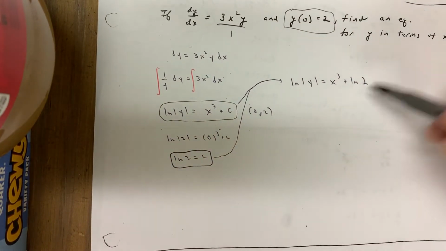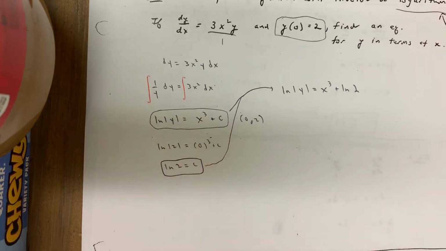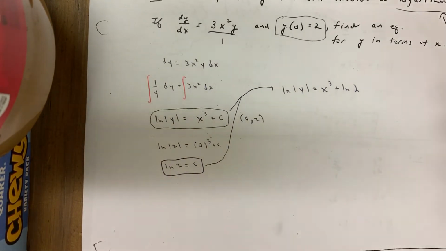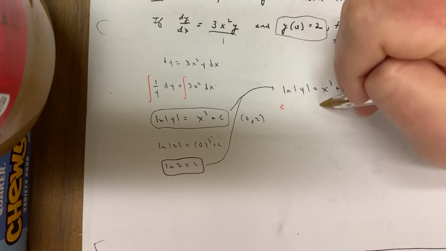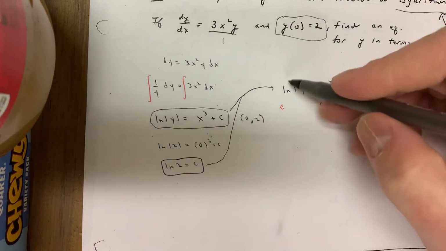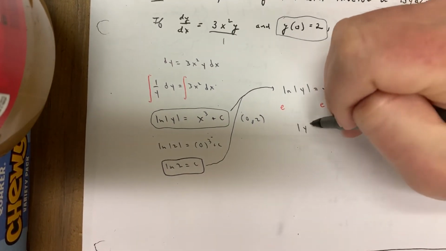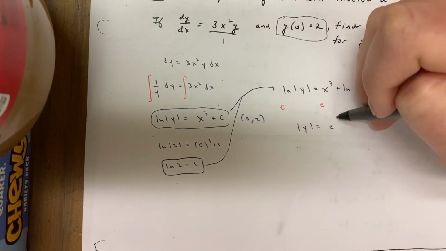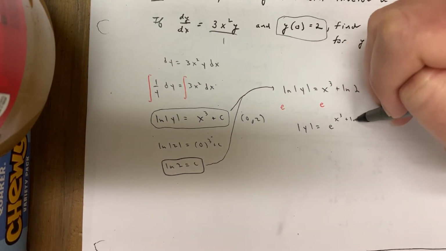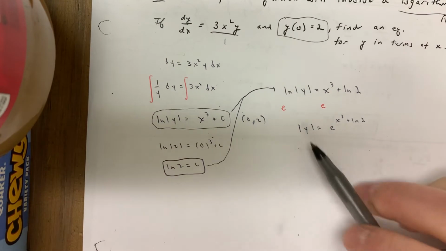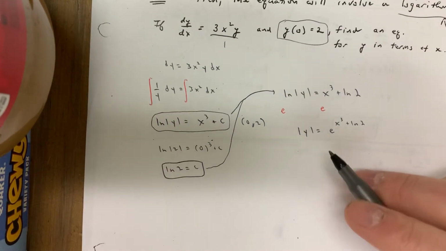Now we're not dealing with that c. It's going to make things a little bit easier. But now you want to make both sides an exponent of e, because e and ln cancel each other out. So now you're left with absolute value of y is equal to e to the quantity x cubed plus ln 2. You know, this absolute value thing can cause some snarky situations.